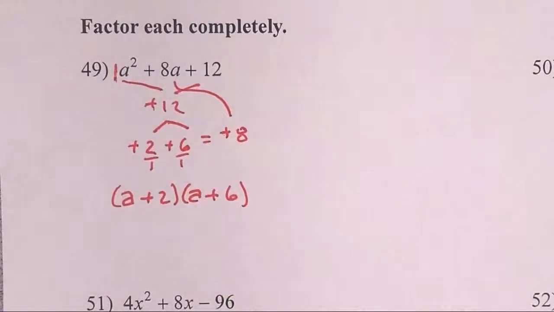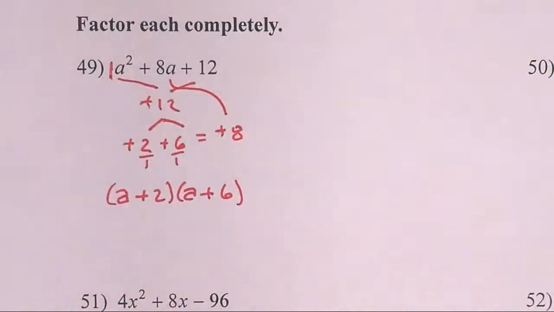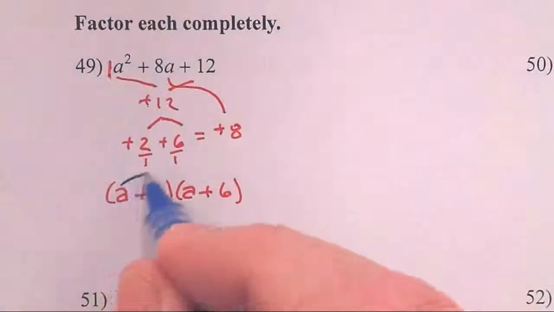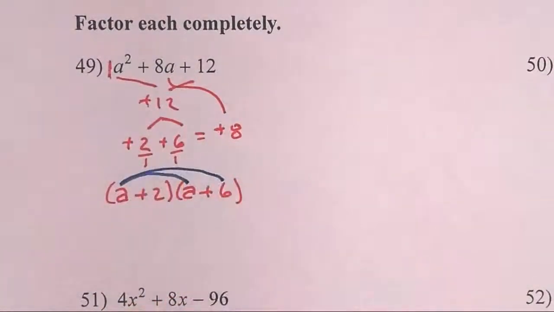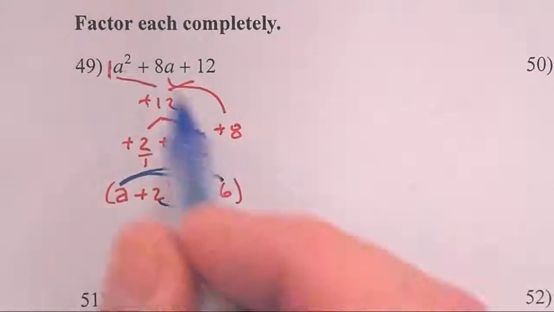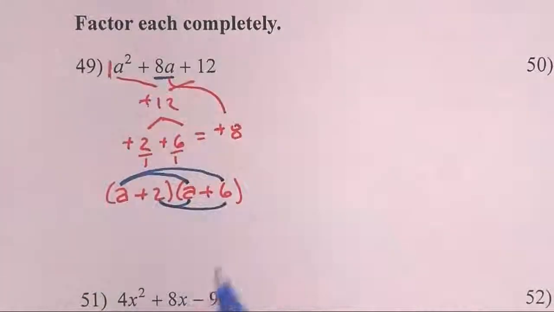Can't stress this enough. At this point, if you're a little bit uncertain, you can go through the foiling process. In the foiling process, we would get an a squared, 6 a's and 2 more a's for 8 a's, and we would get a positive 12. It only takes a few seconds to check the foiling process. Okay, let's take a look at one maybe a little bit more involved.